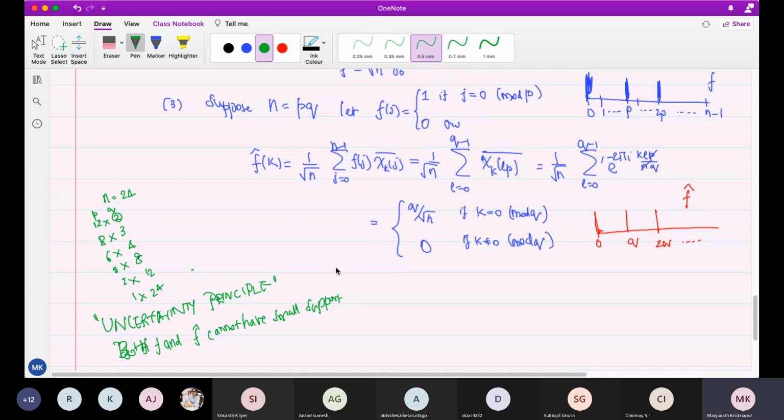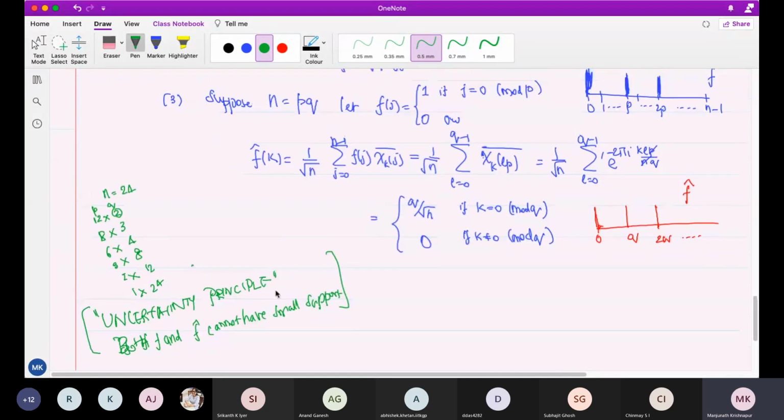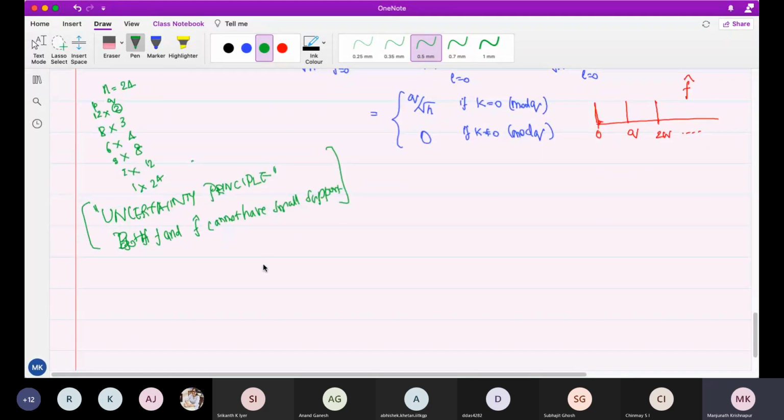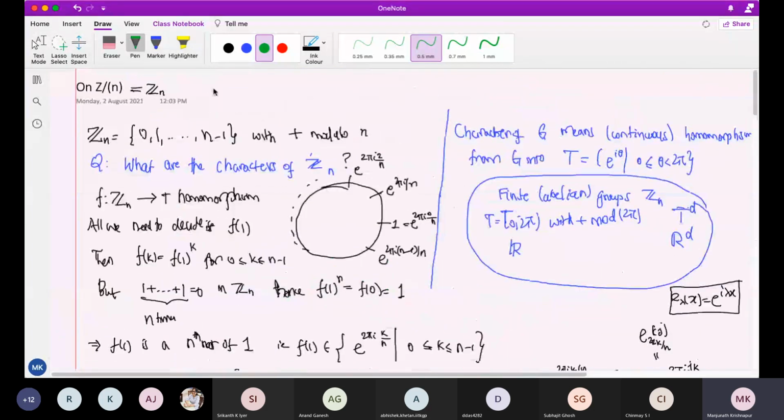Well, we have not proved any such thing. We have seen in this specific type of example that if I make F have small support, F hat will have large support. Okay. So we will come to this principle. We will prove various versions of it in discrete, in continuous, and everywhere. Okay. So that's about the Fourier analysis on Zn.